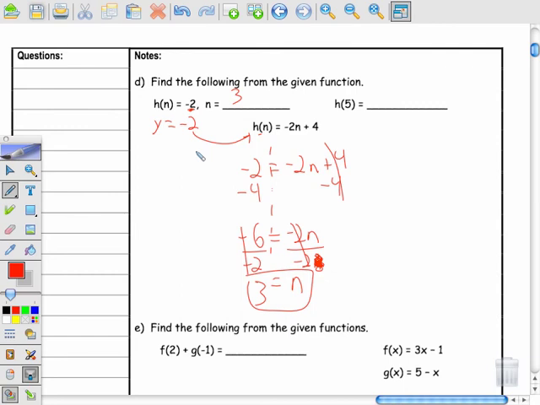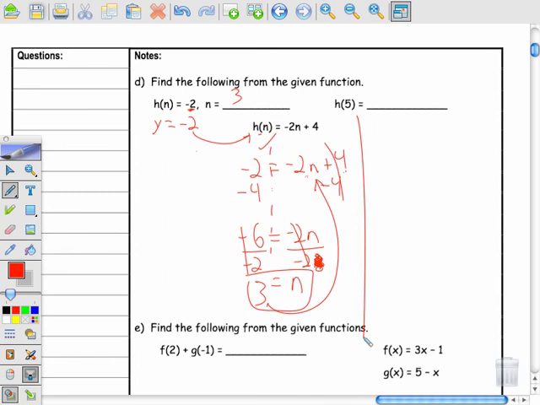Okay, so n is equal to 3. How do you know you're right? Take that 3 and plug it back in. So that would be -2 times 3. That's -6 plus 4. So I'm looking right here. -6 plus 4 would be -2. That checks out. That's good.